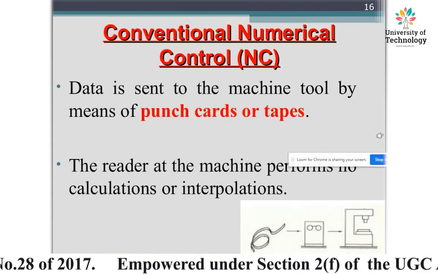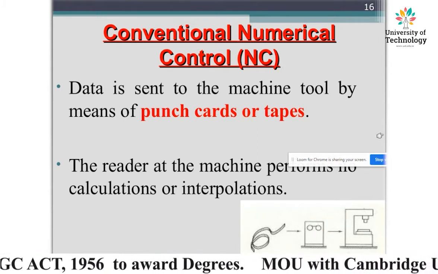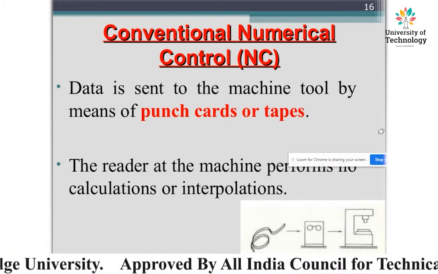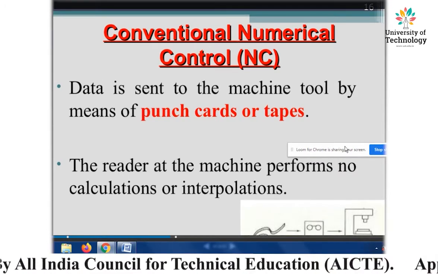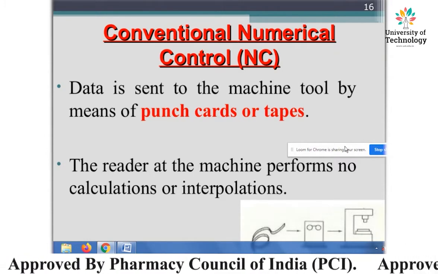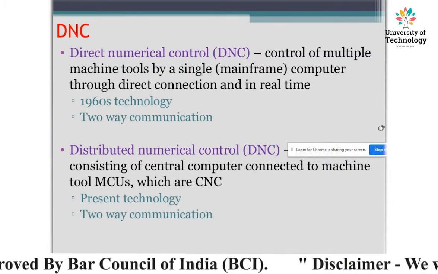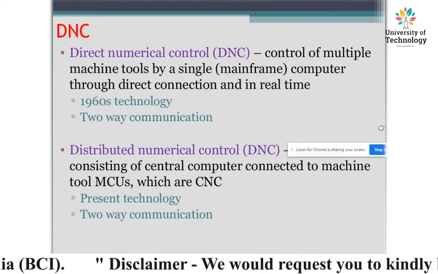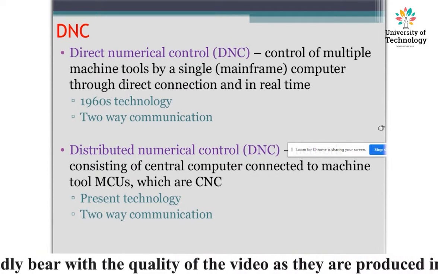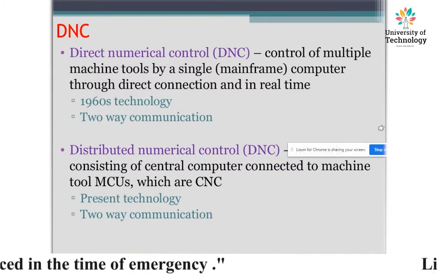In the first one, the NC control system, data is sent to the machine tool by means of punch cards and tape, and the reader at the machine performs no calculations or interpolations in this type of NC system. The second one is DNC, meaning direct numerical control and distributed numerical control. In direct numerical control, multiple machine tools are controlled by a single computer through direct connections and in real time.